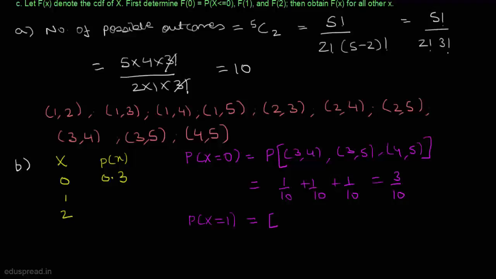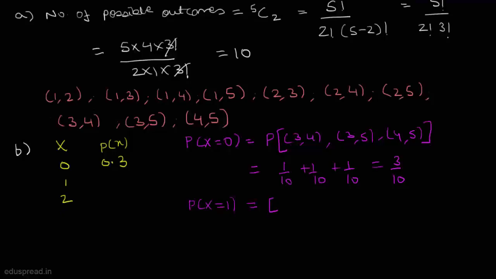So this means that apart from this outcome, because in this outcome we have both the boards that are defective, and apart from these three outcomes in which no boards are defective, all the other outcomes, that is all these 6 outcomes, have one defective board. So the probability that x is equal to 1 is equal to the probability that we get outcome 1,3, 1,4, 1,5, or 2,3, or 2,4, or 2,5.